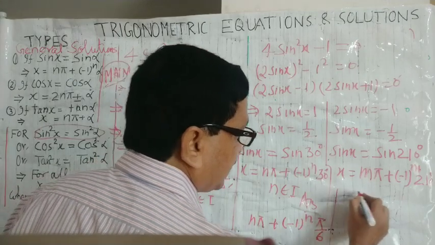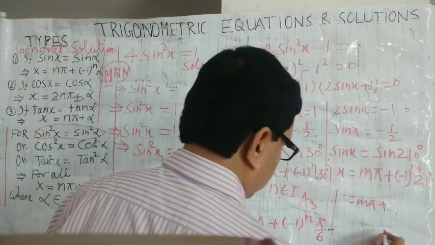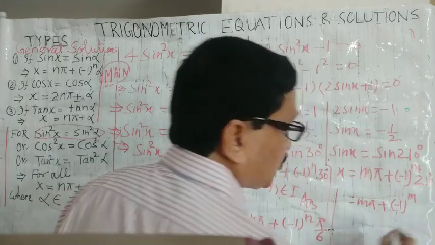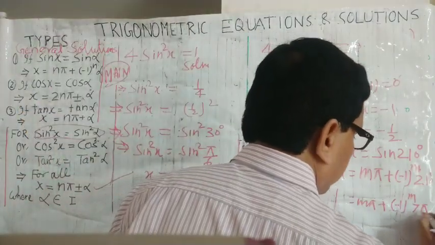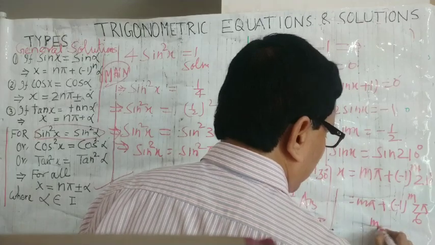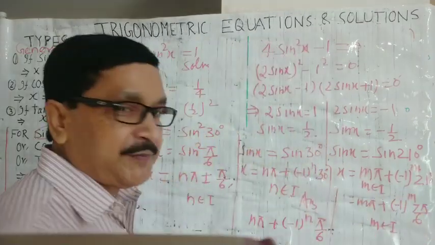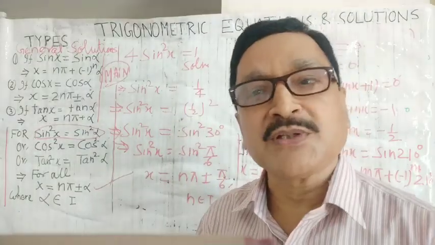And here m pi plus minus 1 to the power m into 210, which is 7 pi by 6, where m belongs to integer. So even if this formula is not remembered by you, still you can answer the question.